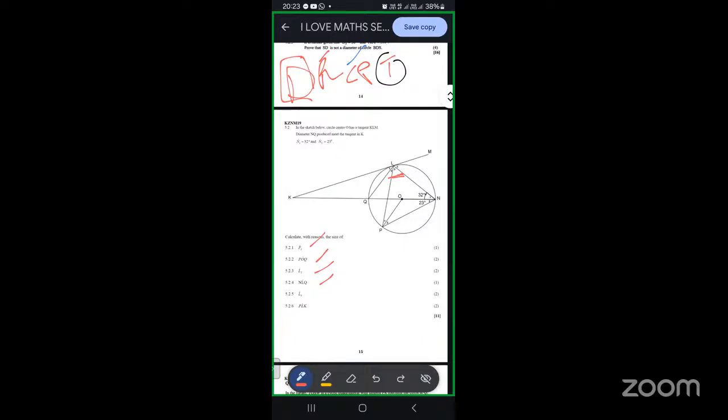Size of angle L3. Oh, then I can just go through this one with you guys. We got 55, you said? Pardon? 55. Oh, how did you find it, Ethan? Interesting. Yes, sir. So you take the answer from the previous one.